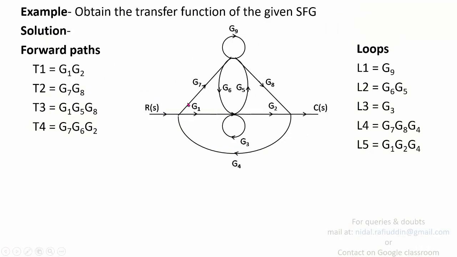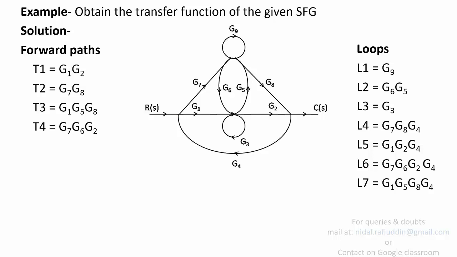So the sixth loop is G7, G6, G2, G4, and the seventh loop is G1, G5, G8, G4. So you start from this point, move in the direction of branch arrows. And remember, you are bound not to traverse any node twice, which means that if you move in the direction of branch arrows, you will be traversing in this way, but you will observe that no node is being traversed twice. So the seventh loop is G1, G5, G8, and G4.